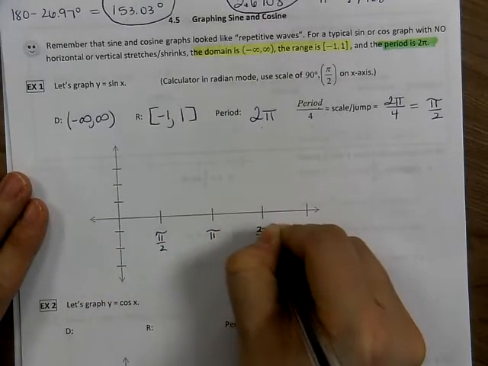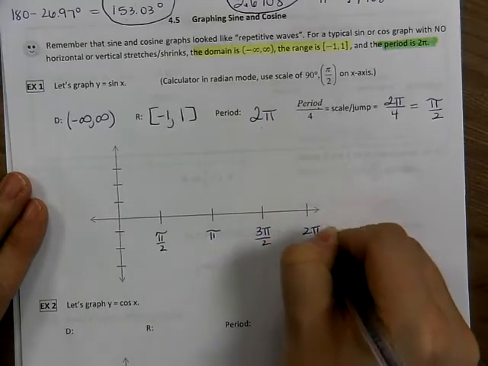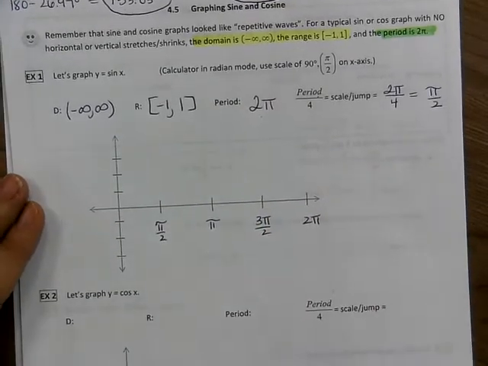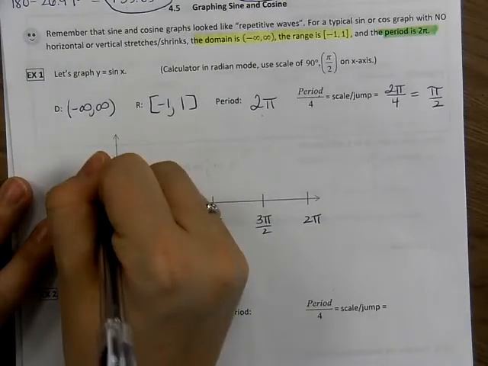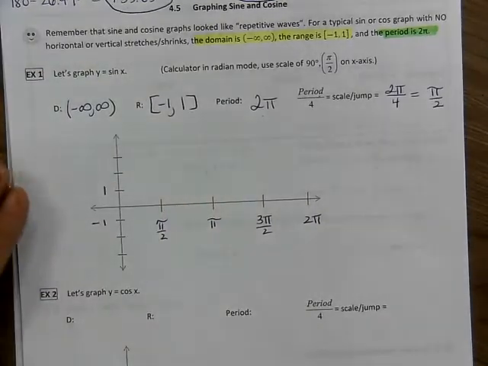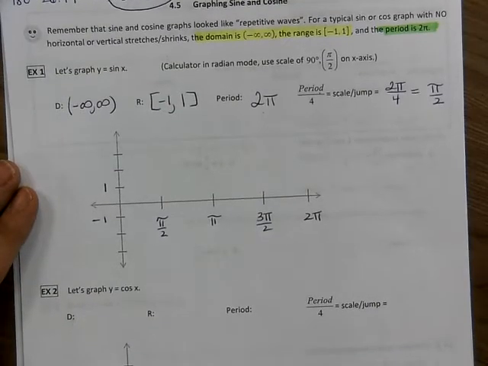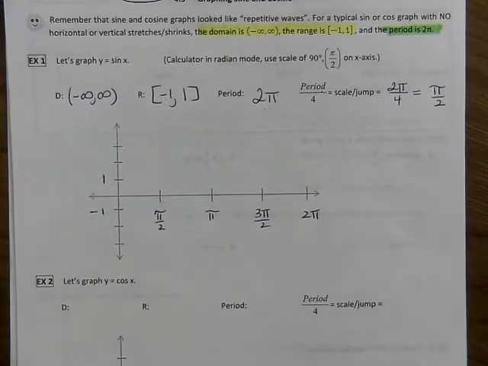Okay, so we have pi over 2, pi, 3 pi over 2, and 2 pi. We're definitely going to want to be good at adding those fractions, especially in terms of pi. And then we're going to go from 1 to negative 1. Now I want you to think; we have to refresh our memories with the unit circle. Hopefully you don't have to look at it, but if you do, it's fine, it's out.